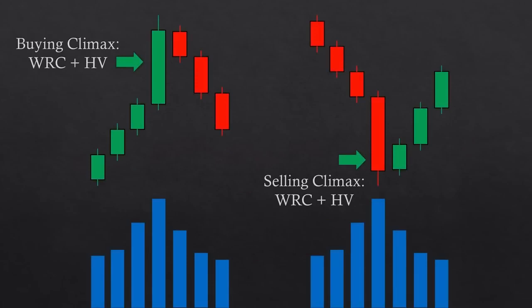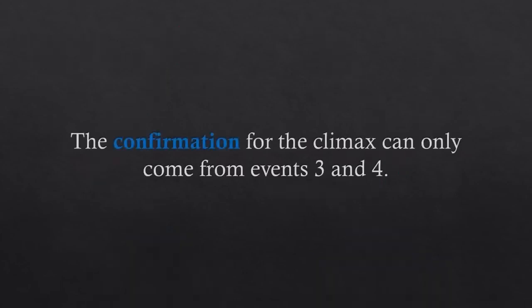The climax might also appear in similar structures to the preliminary stop, meaning a set of narrow range candles with high volume or a candlestick with large tail and high volume. In this illustration, you can see the textbook version of the buying and selling climaxes. The confirmation for the climax can only come from event number 3 and 4, which we'll study next.